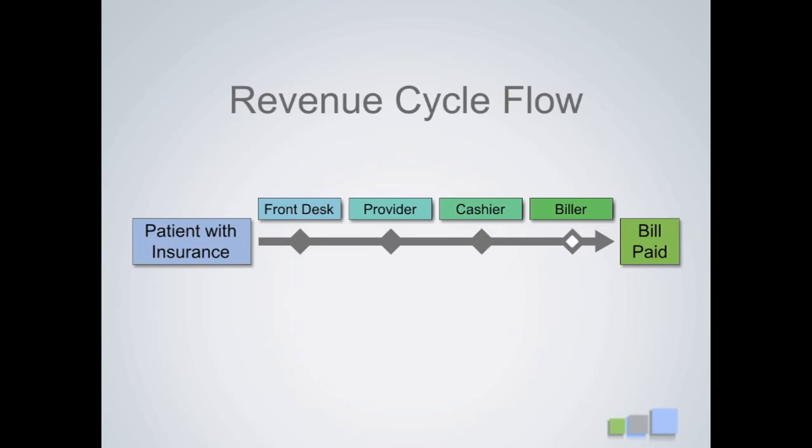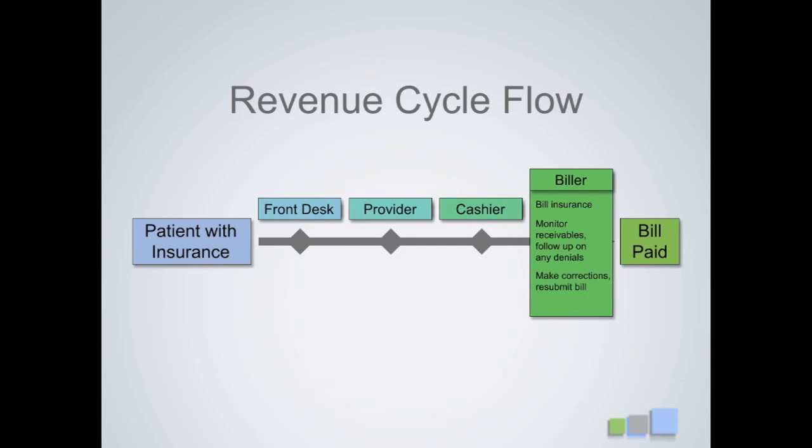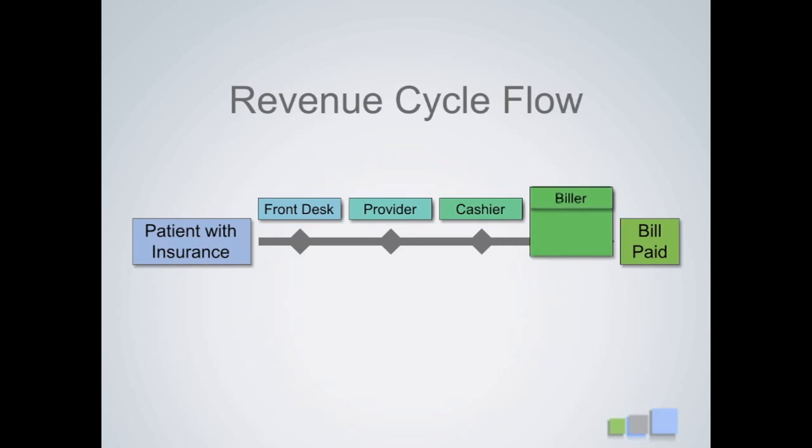Finally, the billing forms are forwarded to the billing department, who checks for accuracy and translates the information into the appropriate claim format. The billing department keeps track of the claims and follows up on any denials. If necessary, corrections are made and the bill is resubmitted. Finally, full payment is received and the patient account is credited.